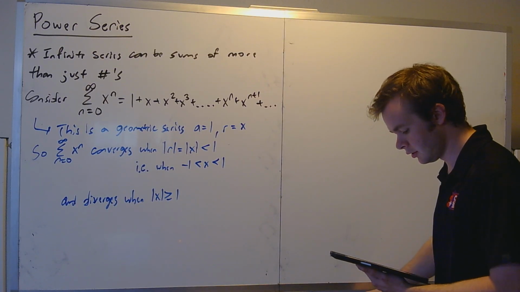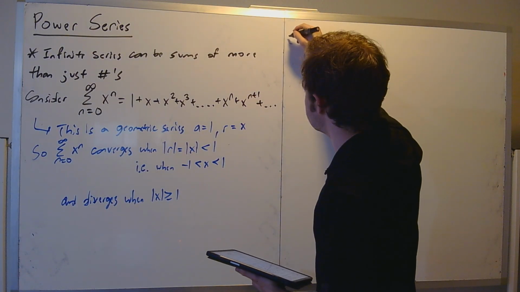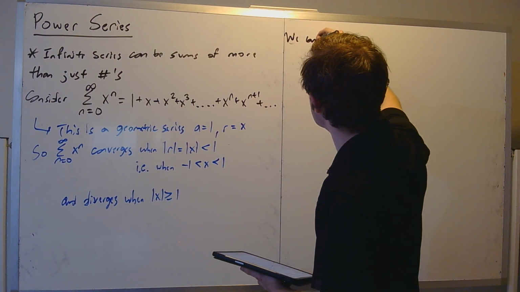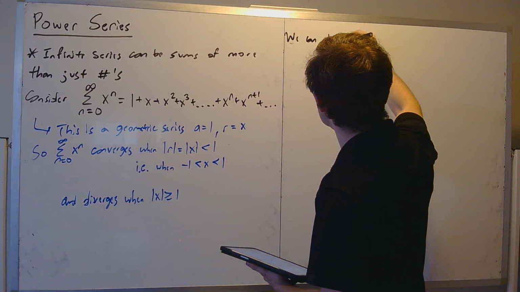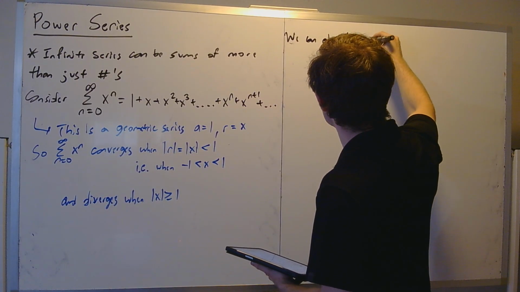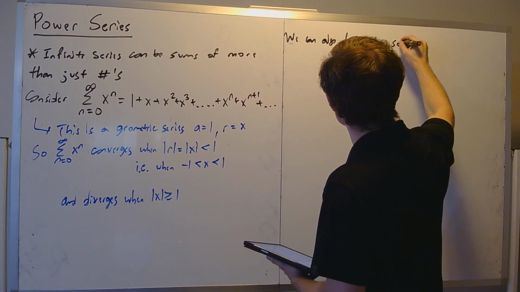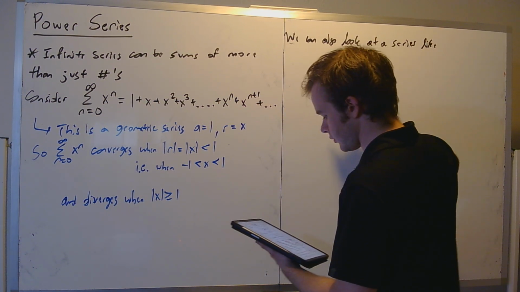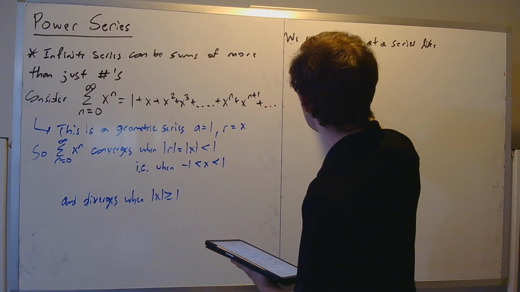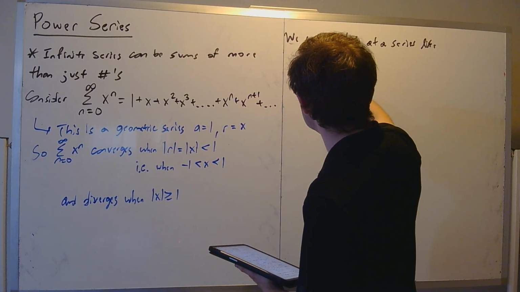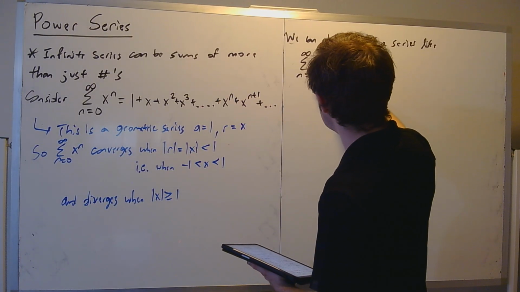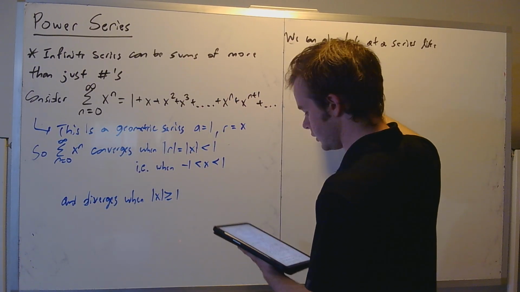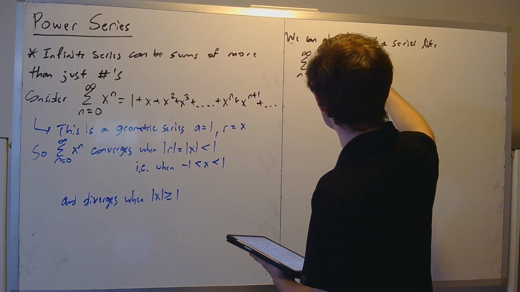So I'll say here, we can also look at a series like, so here this series is going to be the sum from n equals 1 to infinity of 2n minus 1 times x to the power of n.